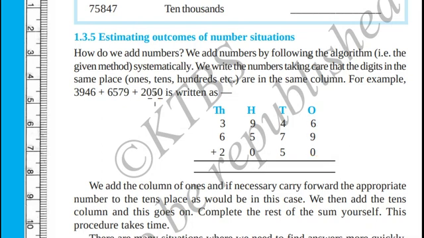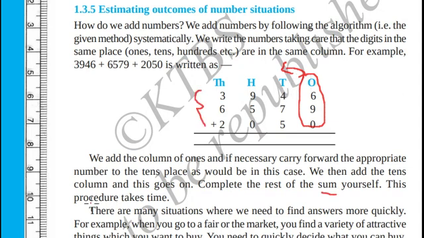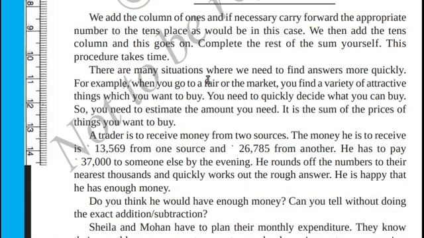5 is placed in 10's place, 7 is placed in 10's place, 4 is placed in 10's place. The same pattern follows for the rest of the places for the given numbers. We add the respective columns. If we get a carry, we place that carry in the next position. The same principle follows for the rest of the places. This procedure takes time. There are many situations where we need to answer more quickly.